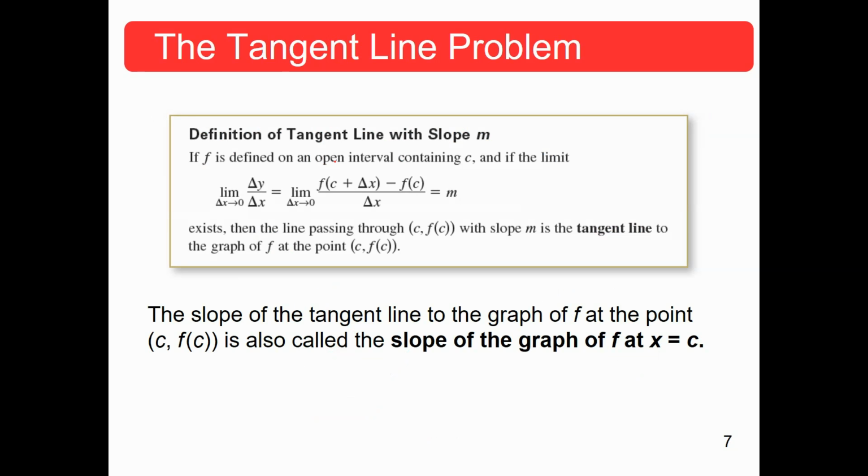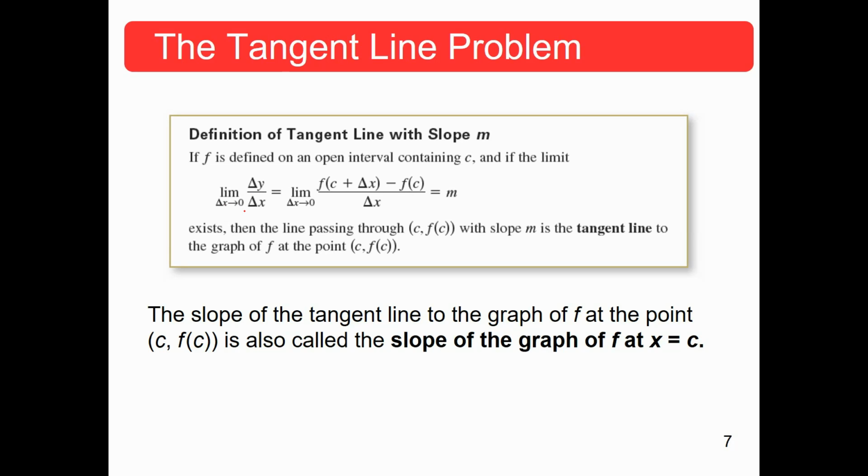So if f is defined on an open interval containing c, and if the limit exists, the limit of delta y over delta x, then the line passing through c, f of c with a slope of m is the tangent line to the graph at that point. So it's important that we recognize that we're just going to call this the slope of the graph of f at x equals c, right?